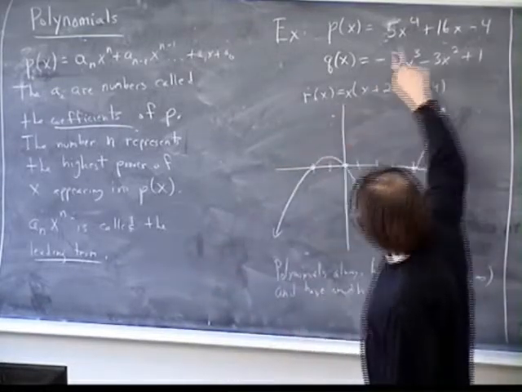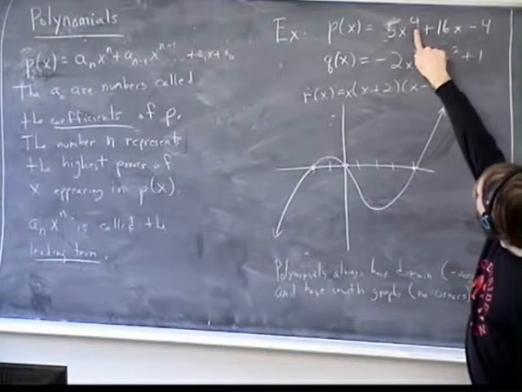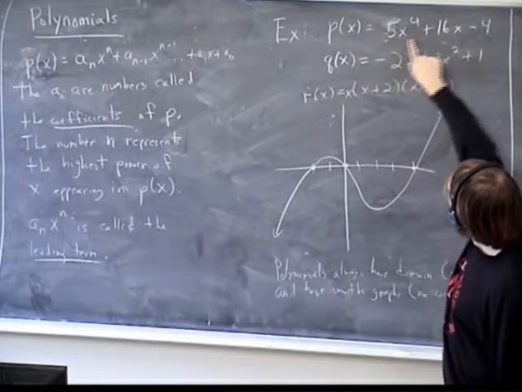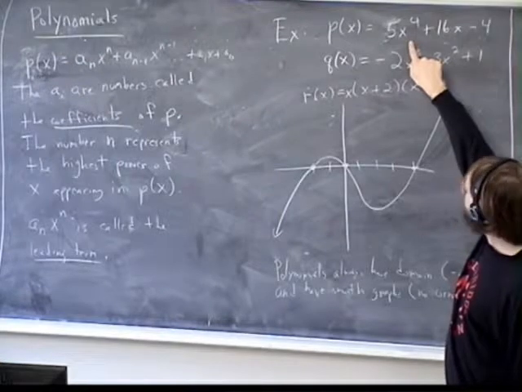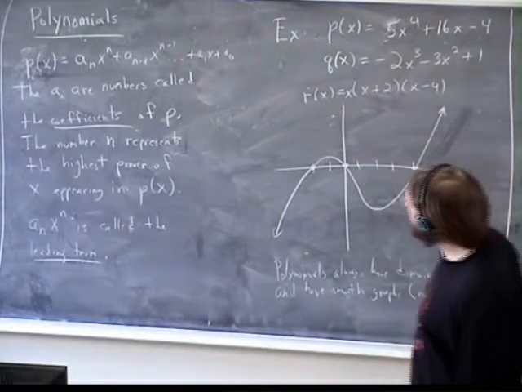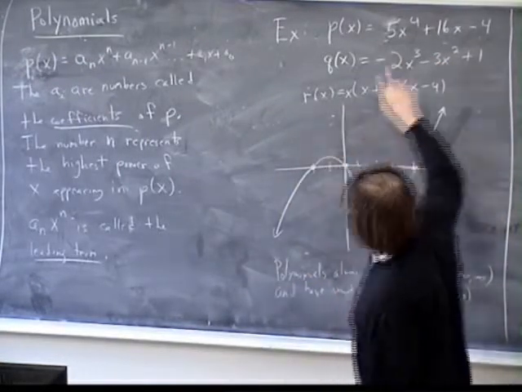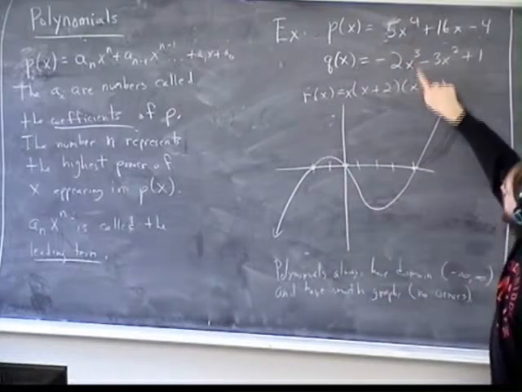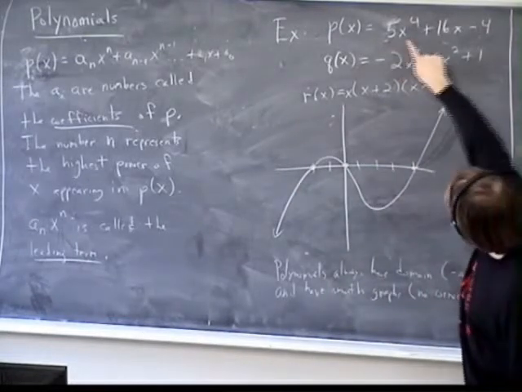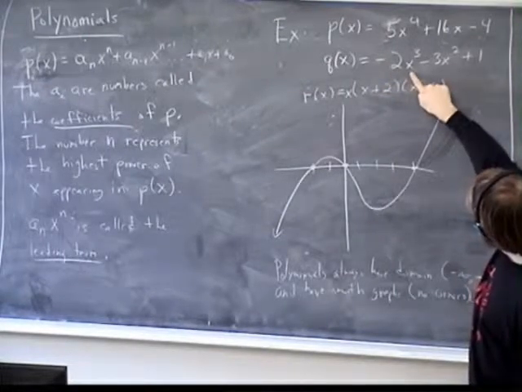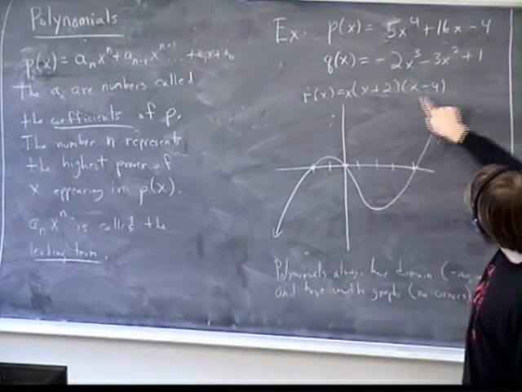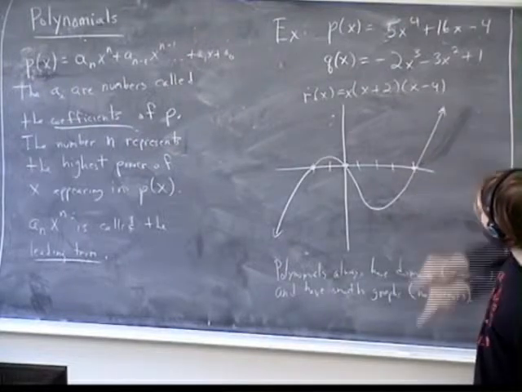Now, the highest power of x appearing is important, and this term, called the leading term, will be important later when we try to graph these functions. So you should always keep in mind the highest power of x appearing in this expression, called the leading term. So here the leading term is 5x to the fourth. Here it would be negative 2x cubed. And here you would have to multiply everything out to figure out what the leading term is.